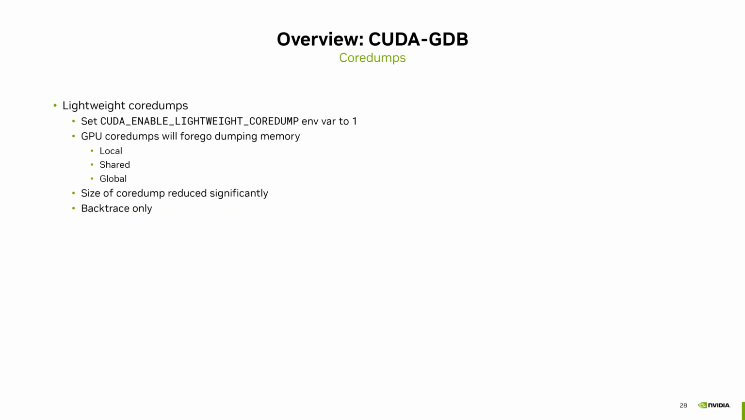Lightweight core dumps. So if you want to enable lightweight core dumps, you set the CUDA_ENABLE_LIGHTWEIGHT_COREDUMP environment variable to 1. When you do this, GPU core dumps will forgo dumping memory. So what I mean by this is you won't have local, shared, or global memory. So you can't really do much for debugging, but you can see a backtrace. So you can see how you got to that location, but you can't examine program state. The size of the core dump here will be reduced significantly. Sometimes this is helpful if you just need to see a backtrace, you can use this feature.